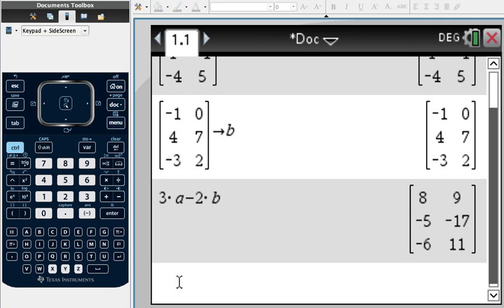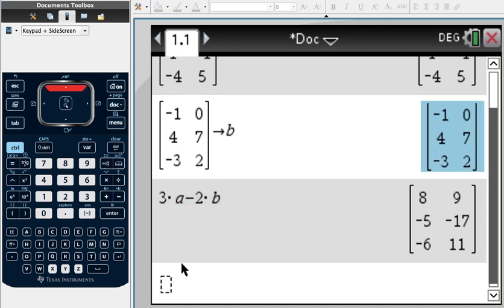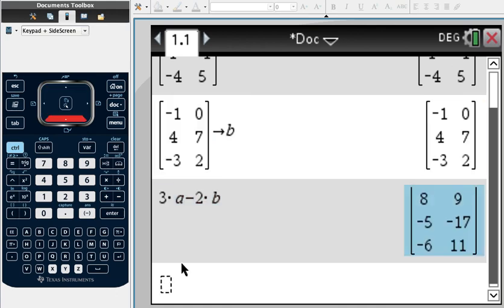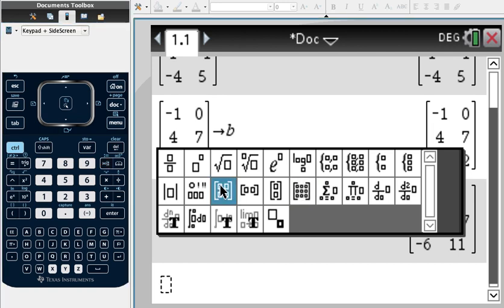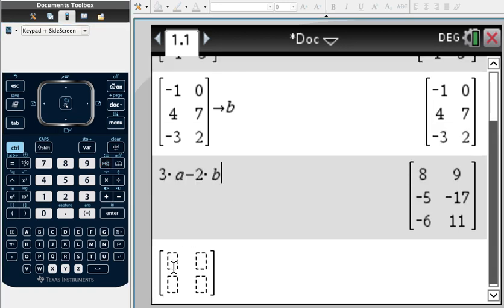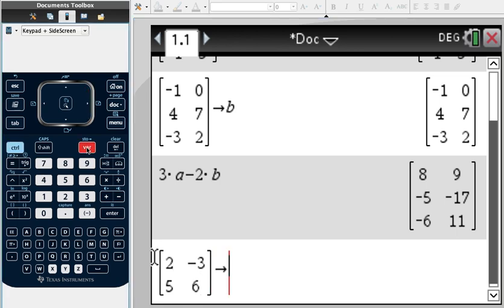Now, some of the newer stuff that we did towards the end of the week with the multiplication was a little bit more involved. So I want us to define a couple of other matrices here. We're going to put in a 2 by 2, predefined to be that size, with -3, 5, and 6 here. We're going to store that in as matrix C.